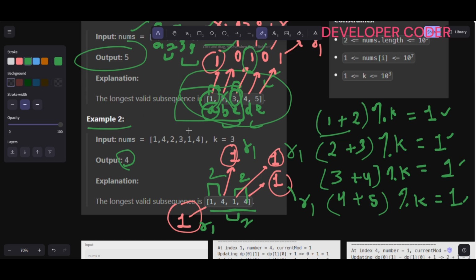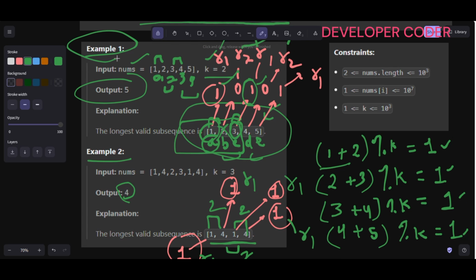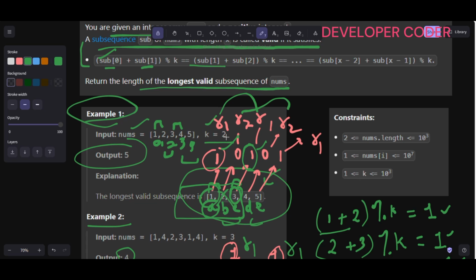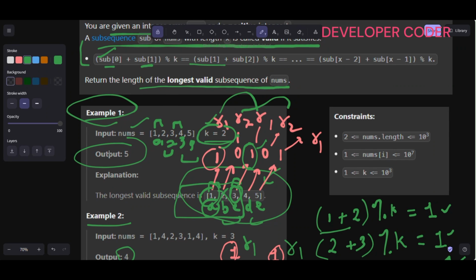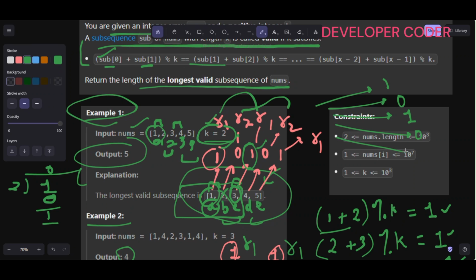Now let's understand example number one, how we are going to solve this. Here k is equal to 2. If I divide 1 by 2, the remainder is 1. If I divide 2 by 2, the remainder is 0. If I divide 3 by 2, I get 1. Dividing 4 by 2, I get 0. Dividing 5 by 2, I get 1. So for k equal to 2, we have only these possibilities, 0 and 1.